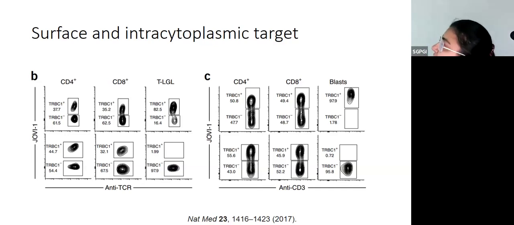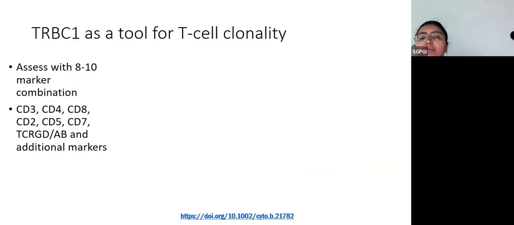On the right is an example of an acute lymphoblastic leukemia. In the acute lymphoblastic leukemia, when you look at all the blasts, you see that they either express TRBC1 or, in another case, they lack TRBC1 expression, which means that you can use it right from ALL to lymphomas. Till now, most of the published papers are for lymphomas.